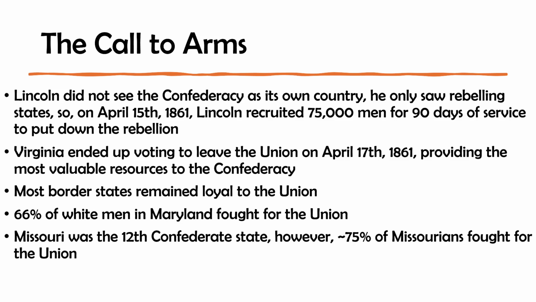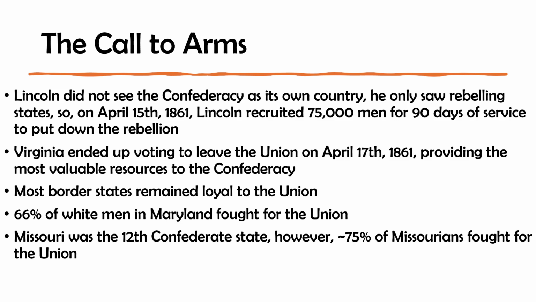So what impact did this have? Well, first of all, Lincoln didn't see the Confederacy as its own country. He just saw it as states that were rebelling, that needed to be put down, causing disturbances. After this, on April 17th, a few days after Fort Sumter, Virginia left the Union, and they provided quite a bit of resources to the Confederacy.